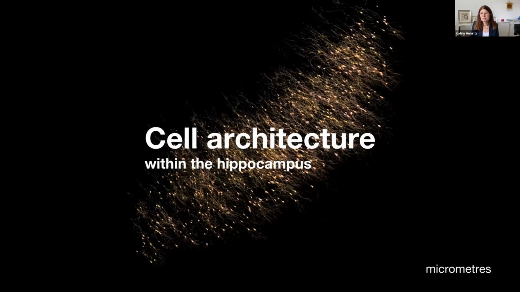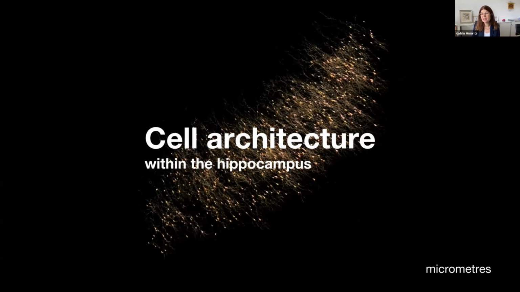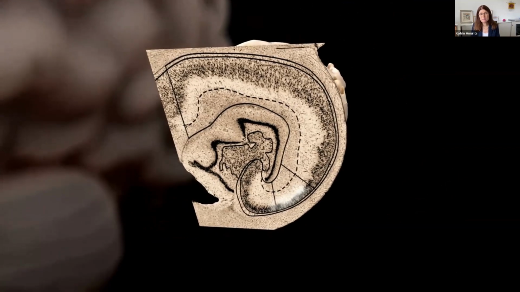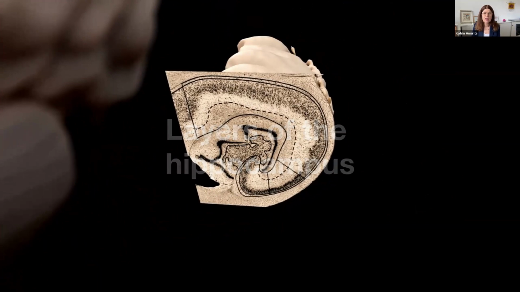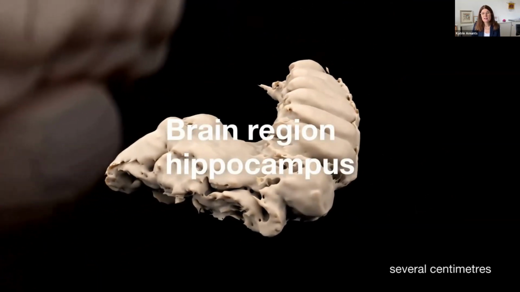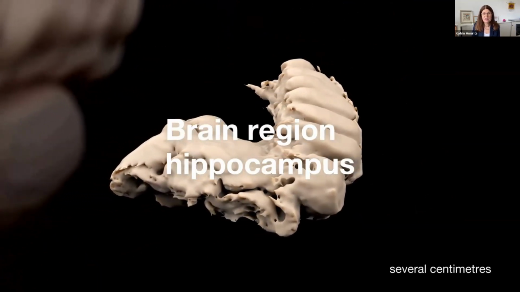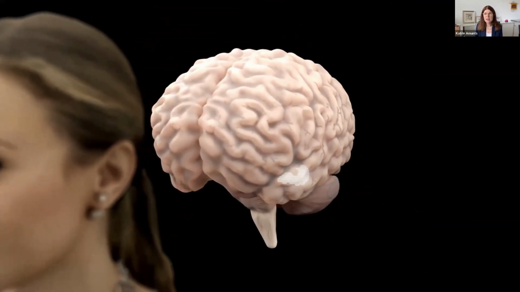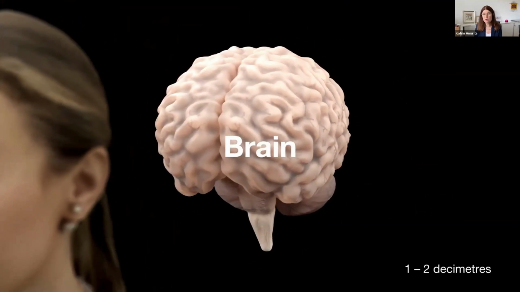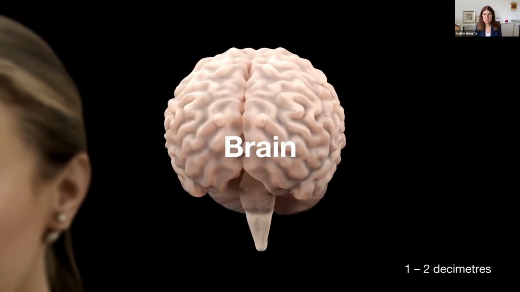And this type of connectivity is different in different brain regions. So we speak about the cellular architecture, and the hippocampus is one example. It has a very specific cellular architecture, and it's a few centimeters long. And of course, the hippocampus is connected to many, many brain regions. This is so important for our learning and for our memory.